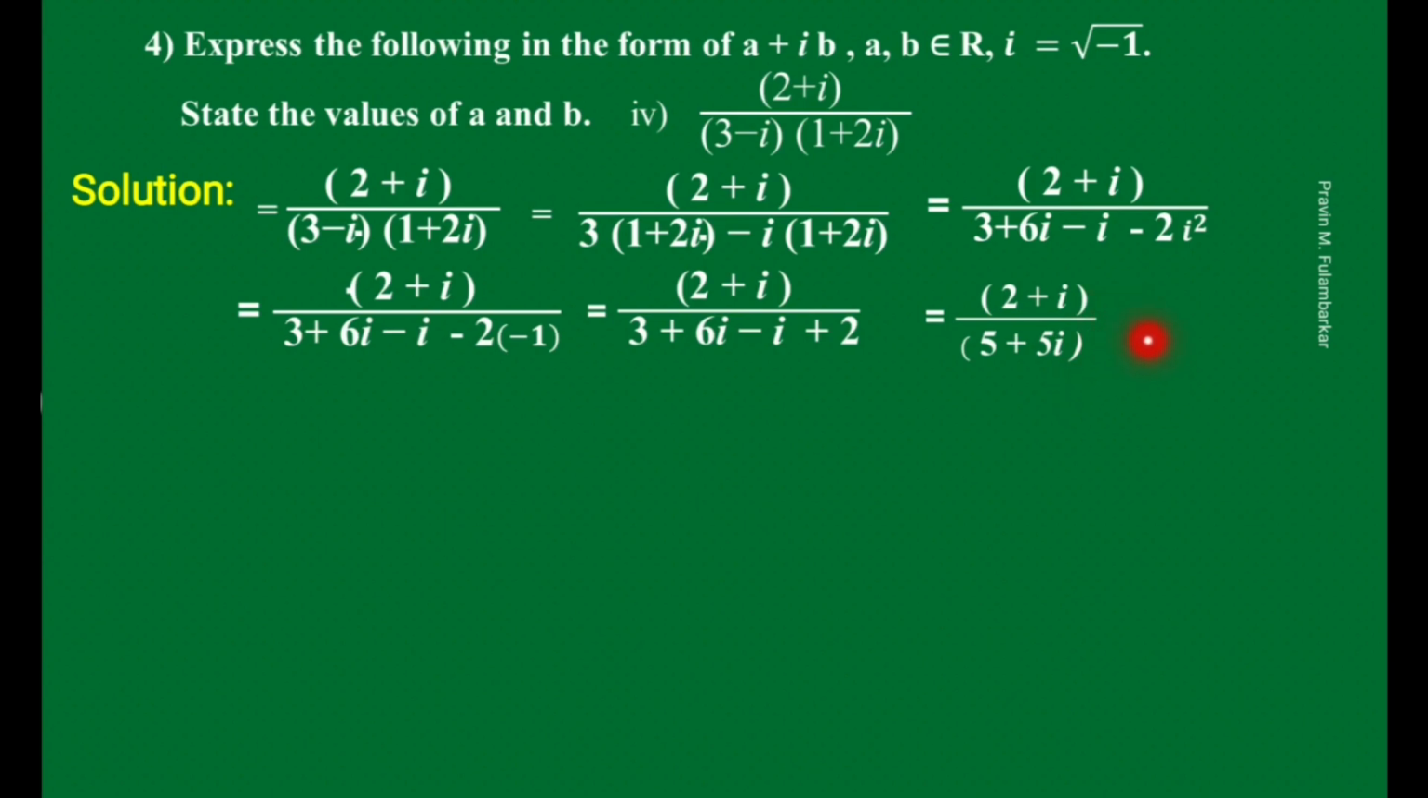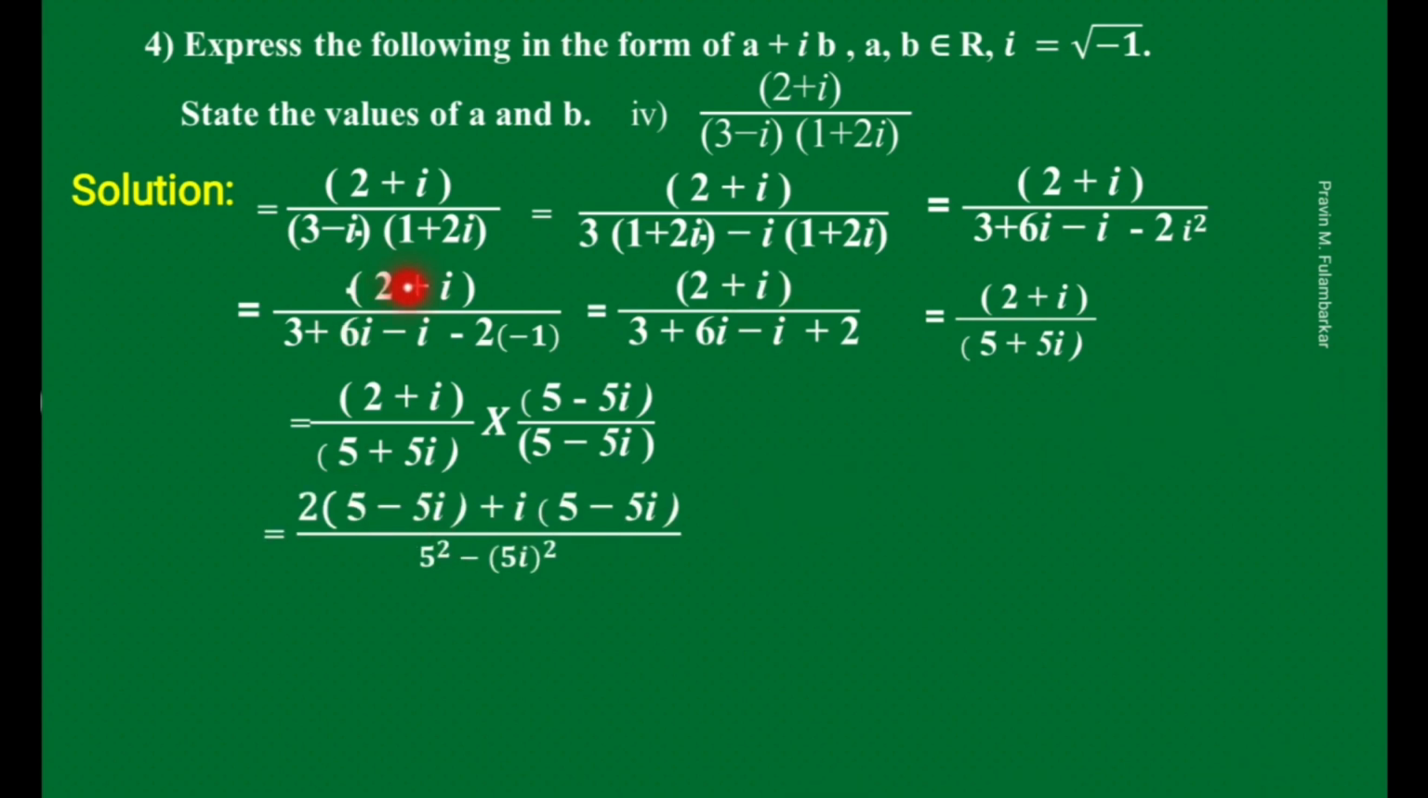So this is division of complex numbers. So we have to take the conjugate of 5 plus 5i, that is 5 minus 5i. So we multiply and divide by 5 minus 5i, that is the conjugate of the denominator. Multiply the numerator terms, and in the denominator we use (a plus b)(a minus b), that is a square minus b square.